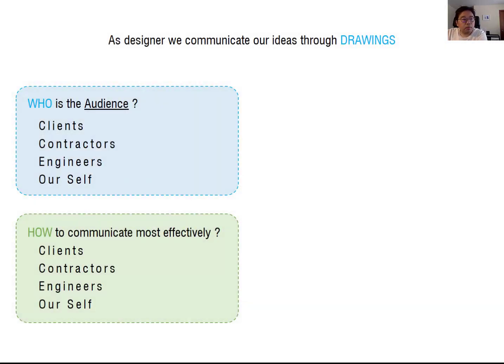First you have to know who your audience is and how to communicate most effectively. Depending on your audience, there will be a different method to communicate. The first one is the client. When you talk to the client, they mostly don't understand technical drawings. For this reason, you have to choose the proper language for them.